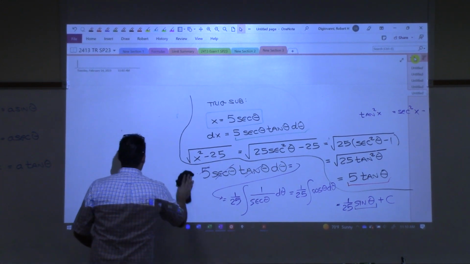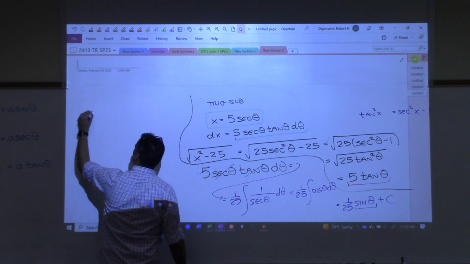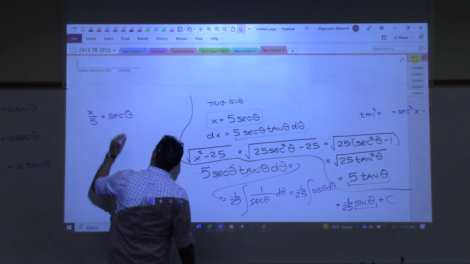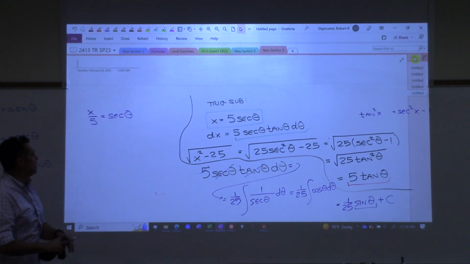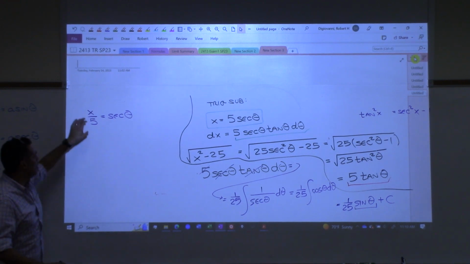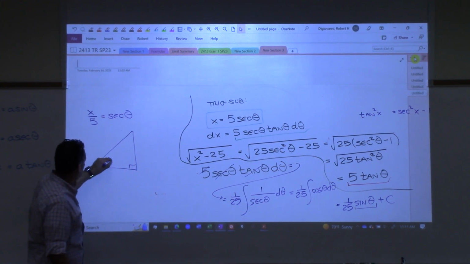The drawing I have is going to come off that equation. So first let me take that equation and divide both sides by 5. The reason I'm doing that is because all of our trig functions are ratios on a triangle, right? So I'm creating the ratio on the left-hand side. I'm going to draw my right triangle and label my angle theta.